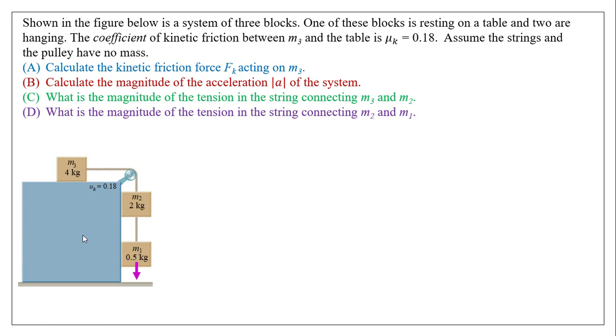To do parts A and B properly, you should identify your forces first. Here, there's a hanging mass M1. If there's a hanging mass, it's going to contribute to the acceleration of the system. M1 here is hanging, so it has a weight pointing down. I label that as F of G1, and F of G1 is simply mass 1 times the acceleration due to gravity.